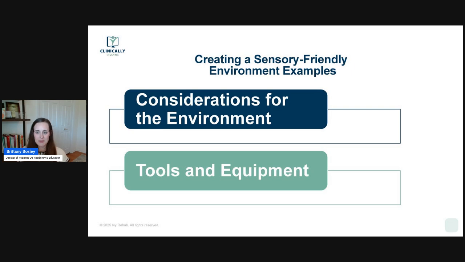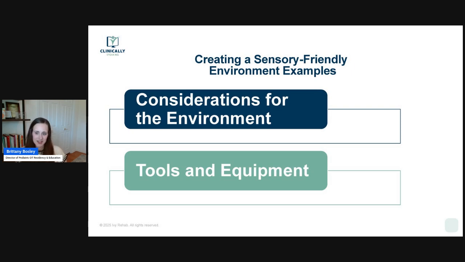Noise. Sometimes background music or white noise can be helpful to children who are hypersensitive to sound, or the total opposite, noise-canceling headphones. You can also provide sound-absorbing materials such as curtains, carpets, or acoustic panels to minimize echoing sounds for those who are hypersensitive to auditory stimuli.